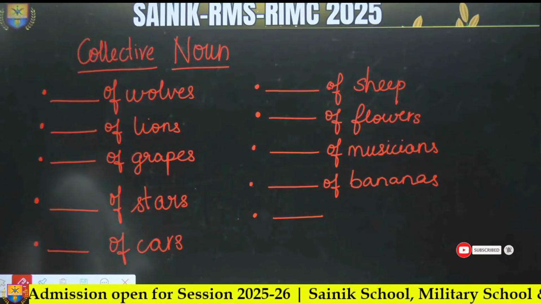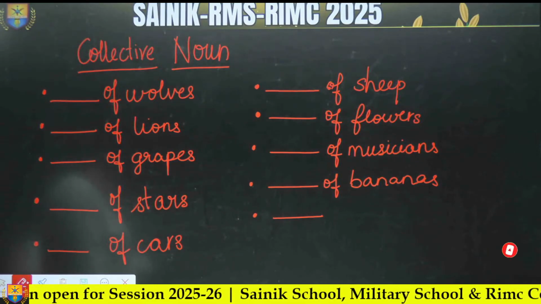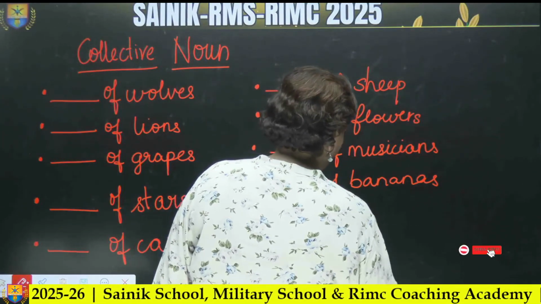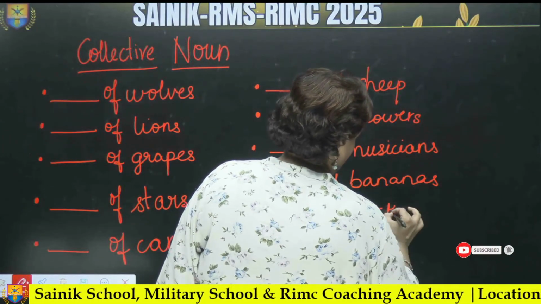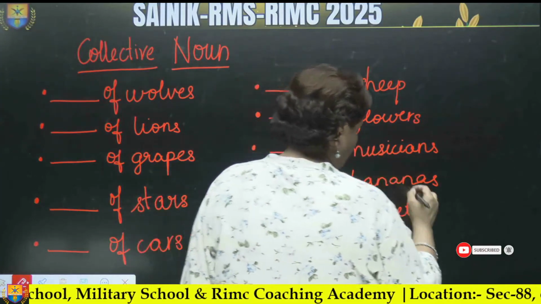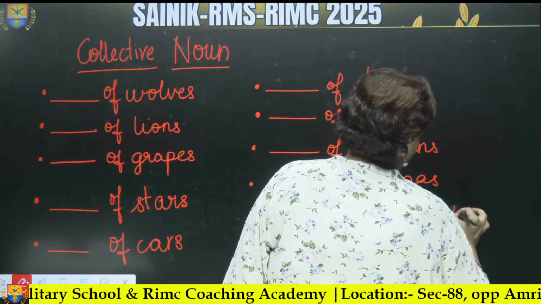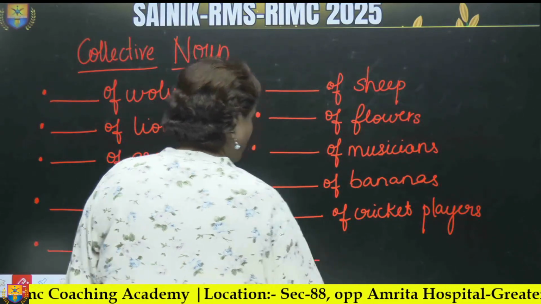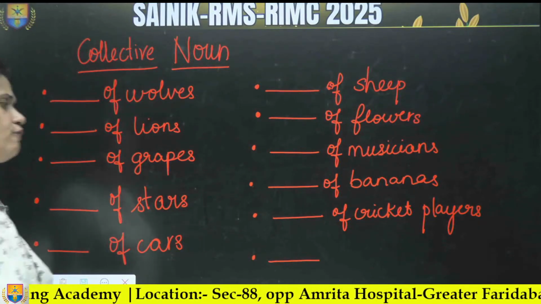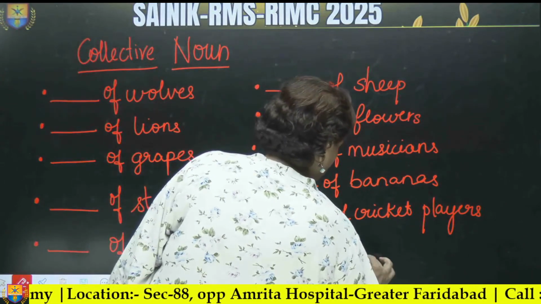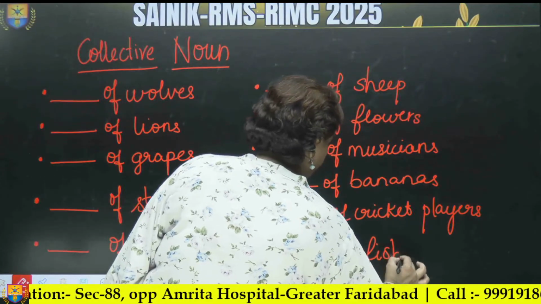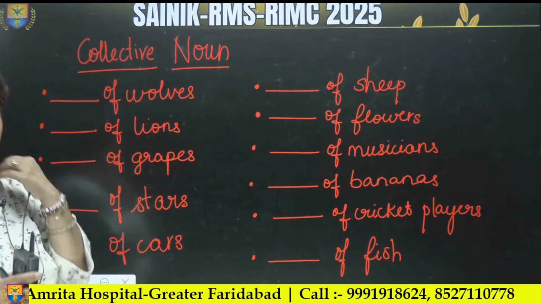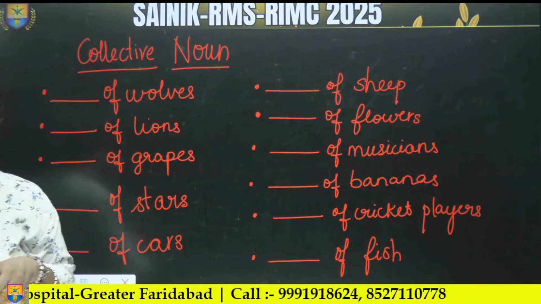Dash of cricket players, or any player. So when the players are together, what are we going to call them? The last one, dash of fish. So let us take 1 minute, fill in the answers and then we will discuss these answers.